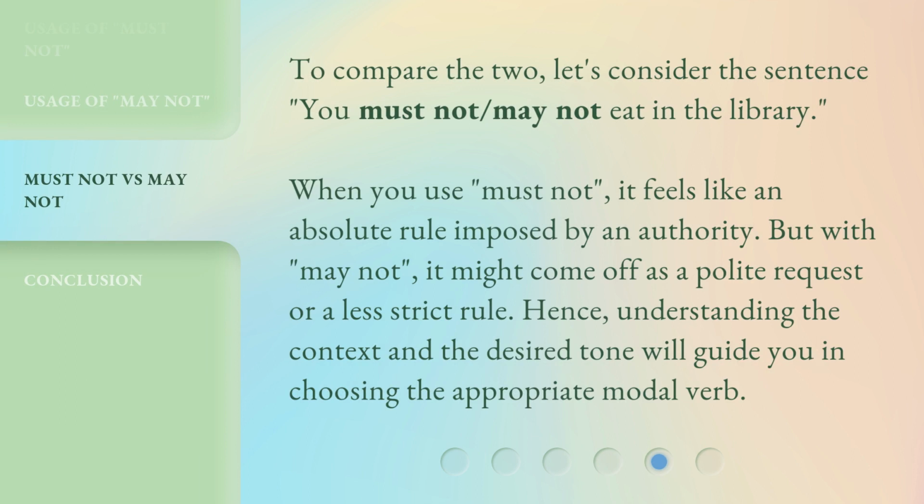To compare the two, let's consider the sentence, you must not, may not eat in the library. When you use must not, it feels like an absolute rule imposed by an authority. But with may not, it might come off as a polite request or a less strict rule. Hence, understanding the context and the desired tone will guide you in choosing the appropriate modal verb.